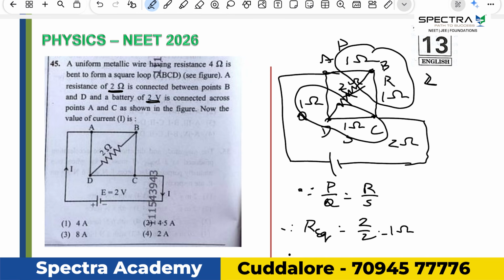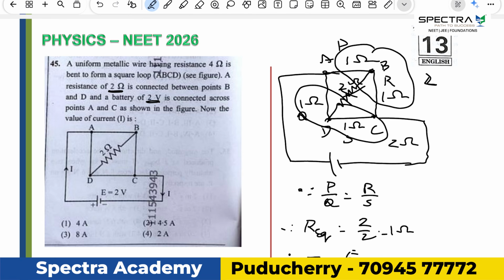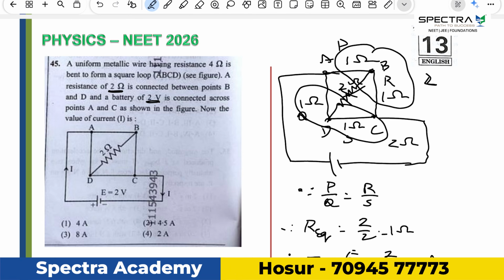So now calculate the current. Current is equal to E divided by R equivalent. What is the E value they have given? It is 2 volt divided by 1, which is nothing but 2 ampere. Hence, we can select option 4 as the right answer. Clear? I hope you understood all the questions clearly.